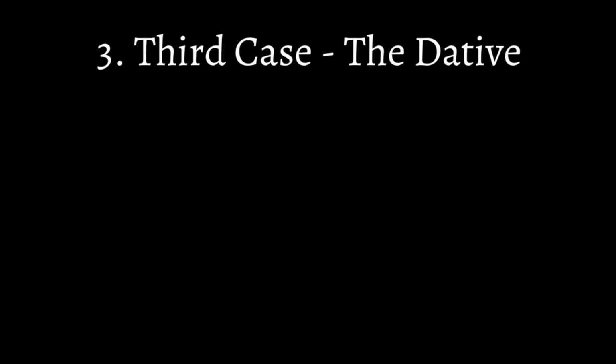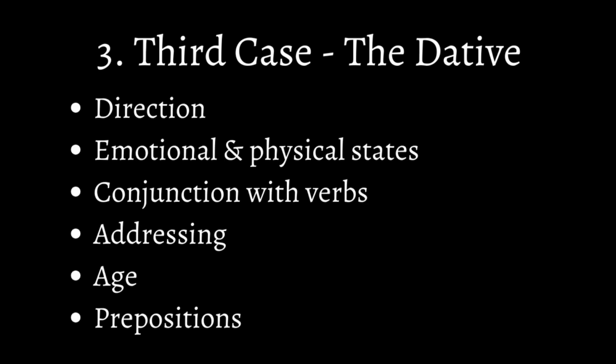So in this video, I would like to explain the dative case in Russian. The dative case is the third case that can express words differently than the previous two. The dative case has multiple functions like direction, emotional and physical states, conjunction with verbs, addressing something to someone, or vice versa, age, and prepositions. Now, I'm not going to explain all of these concepts in the dative because some require more grammar, which can be explained in future videos.